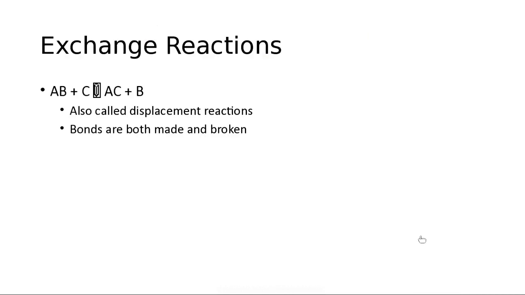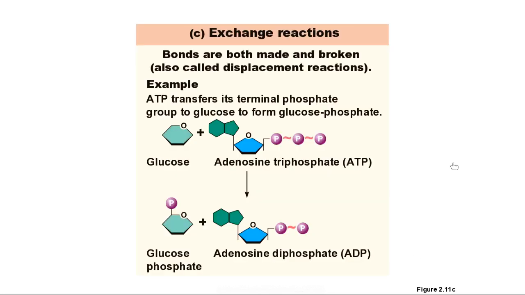Exchange reactions, also called displacement reactions, where bonds are both broken and made. So A plus B, it gives this B away and picks up this guy C. So you have AB plus C goes to AC plus B. Okay, and this is showing an exchange reaction. Glucose and adenosine triphosphate. The glucose accepts a phosphate group from the adenosine triphosphate, and so now you have glucose phosphate plus adenosine diphosphate.